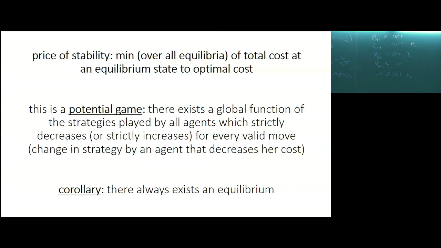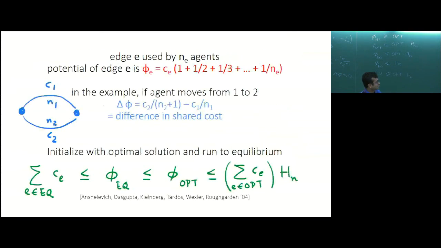Is this clear? Any questions? That's what the rest of the talk is on. Okay. All right. So this is just the same calculation as I did here, and this is due to Anshelevich, Dasgupta, Kleinberg, Tardos, Wexler, and Roughgarden, who also introduced this notion of price of stability and this entire branch of network formation games.